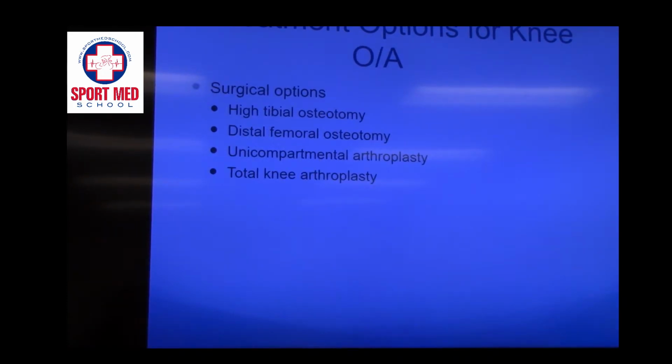And then there are different surgical options ultimately for knee osteoarthritis, ranging from less likely to most commonly done here. This one depends on their alignment as well: the high tibial osteotomy and the distal femoral osteotomy, depending on if they have varus or valgus deformity. Then there's the unicompartmental arthroplasty and the total knee arthroplasty.